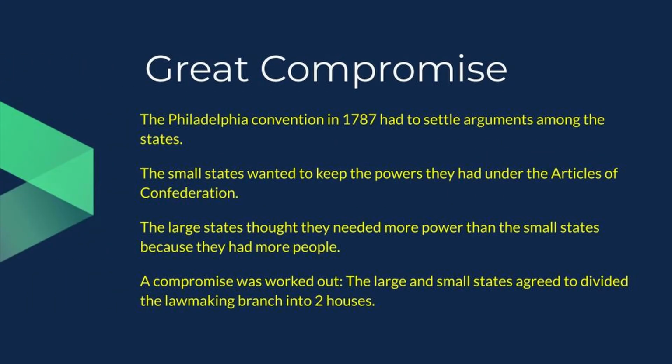Great Compromise. The Philadelphia Convention in 1787 had to settle arguments among the states. The small states wanted to keep the powers they had under the Articles of Confederation. The large states thought that they needed more powers than the small states because they had more people. A compromise was worked out. The large and small states agreed to divide the lawmaking branch into two houses.